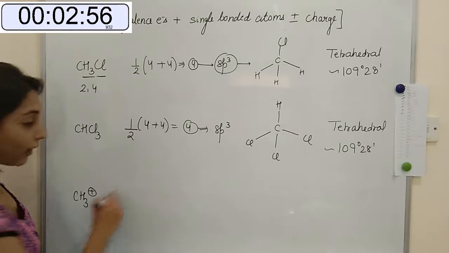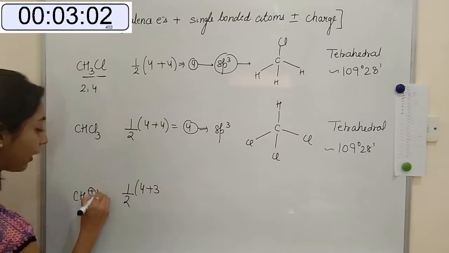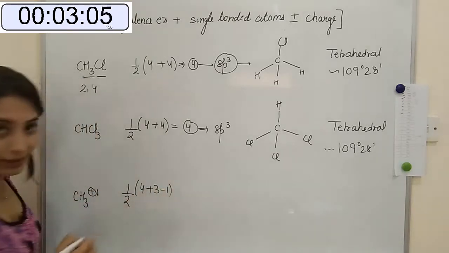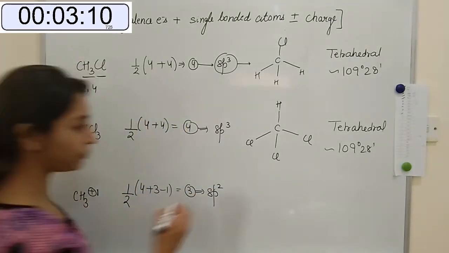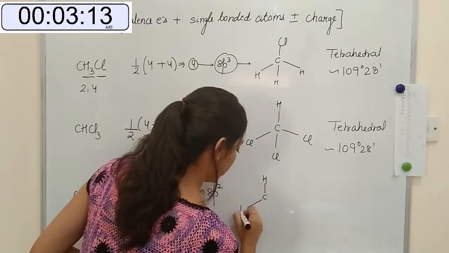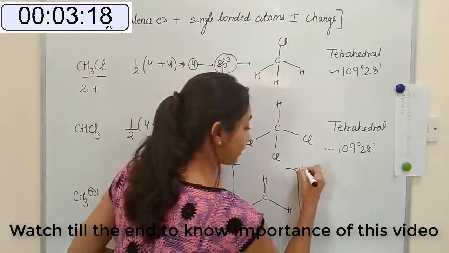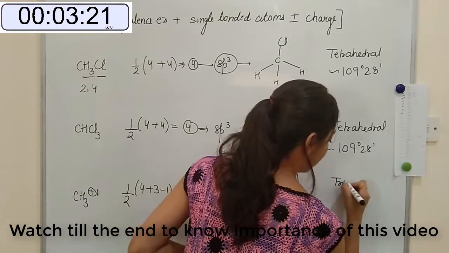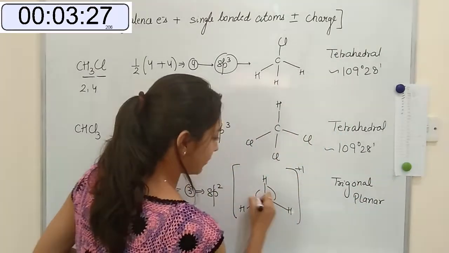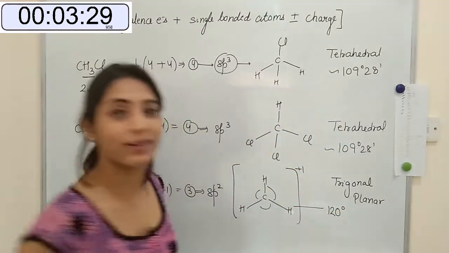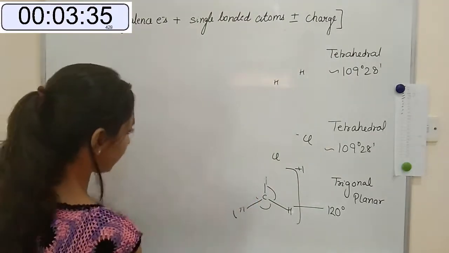Moving on to CH3 plus, half 4. Number of atoms attached by single bond, 3. It's plus 1. So be careful, it should be minus 1 here. So it comes out to be 3. 3 means sp2. sp2 means CHHH. Put a whole bracket because there was plus 1, so I'll be able to put plus 1 here. So sp2 means it should be trigonal planar, and since it is trigonal planar, the bond angle should be 120 degrees. Done? Let us move further to the next questions.